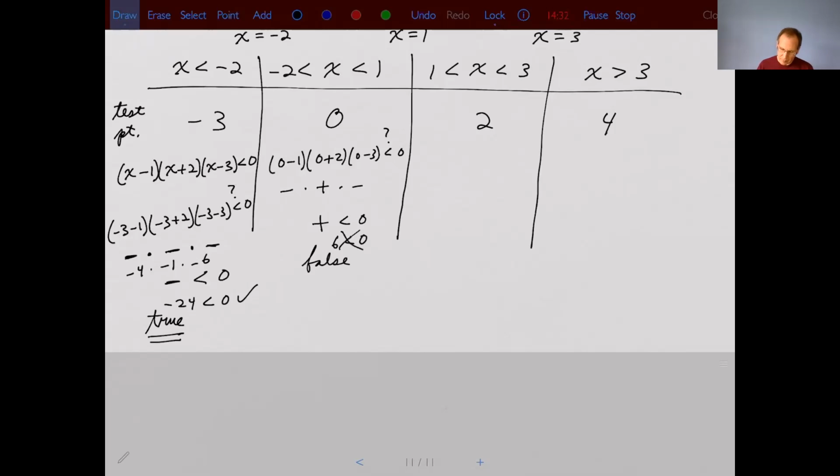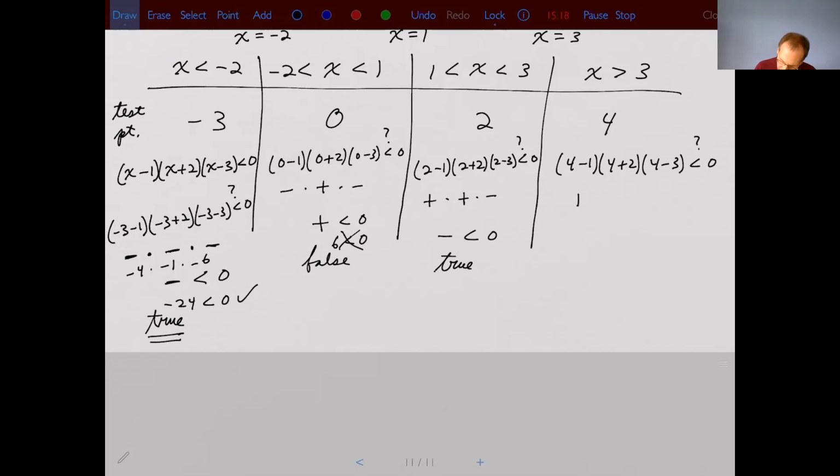That's false. If I plug in 2, I have 2 minus 1, 2 plus 2, 2 minus 3 is less than 0. So 2 minus 1 is going to be positive. It happens to be positive 1 times a 4, but it's positive, and then 2 minus 3 is negative. So a positive times a negative is a negative. Is that less than 0? Yeah, that's true. And then finally, if I plug in a 4, I have 4 minus 1 times 4 plus 2 times 4 minus 3.